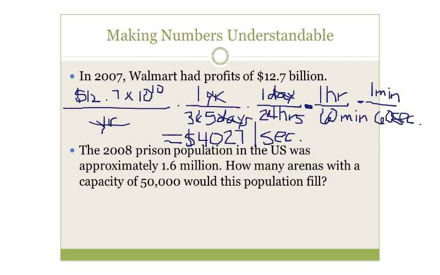The 2008 prison population in the U.S. was approximately 1.6 million. How many arenas with a capacity of 50,000 would this population fill? So I have my 1.6 million, 1.6 times 10 to the 6th, divided by 50,000, and that is 32.